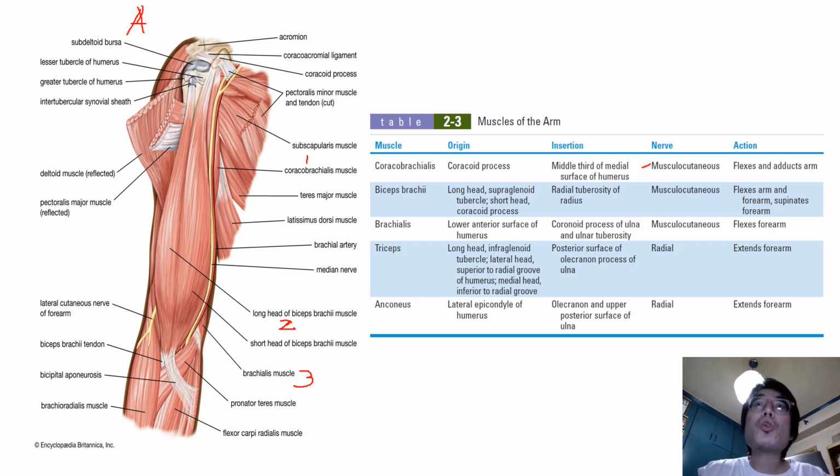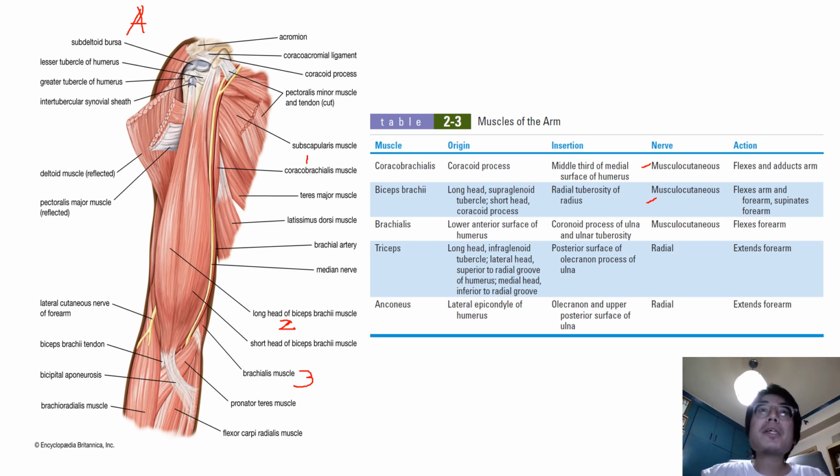Both the long and short heads insert into the radial tuberosity of the radius. And just like the coracobrachialis, it is innervated by the musculocutaneous nerve. The biceps brachii functions to flex the arm and the forearm, and it supinates the forearm. Supination means the palm is oriented like this, anteriorly. Pronation is when you make the palms face posteriorly.